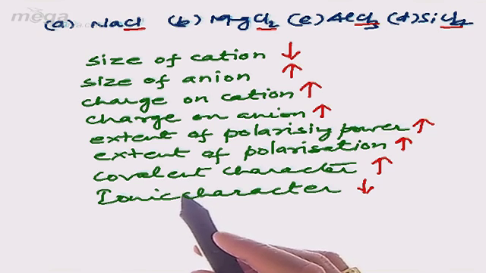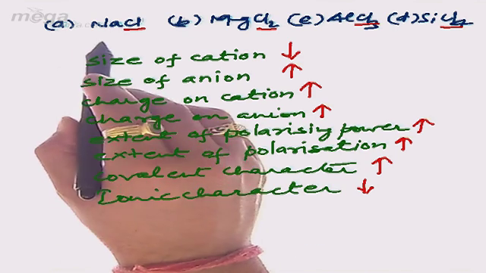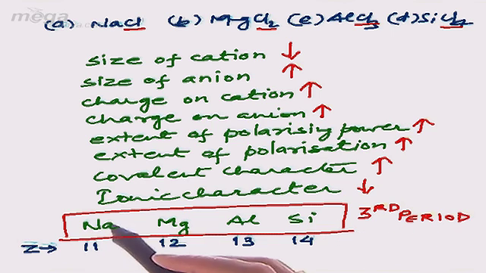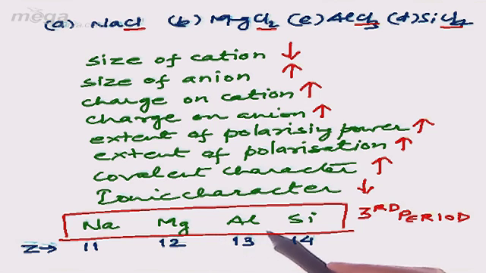In the previous question the cations belonged to the same group of the periodic table, but here we have sodium, magnesium, aluminium and silicon, which are from the third period, and their atomic numbers are, for sodium 11, for magnesium 12, for aluminium 13, and for silicon 14. Now as the atomic number is increasing from sodium to silicon, the nuclear charge will increase, which in turn will decrease the size.